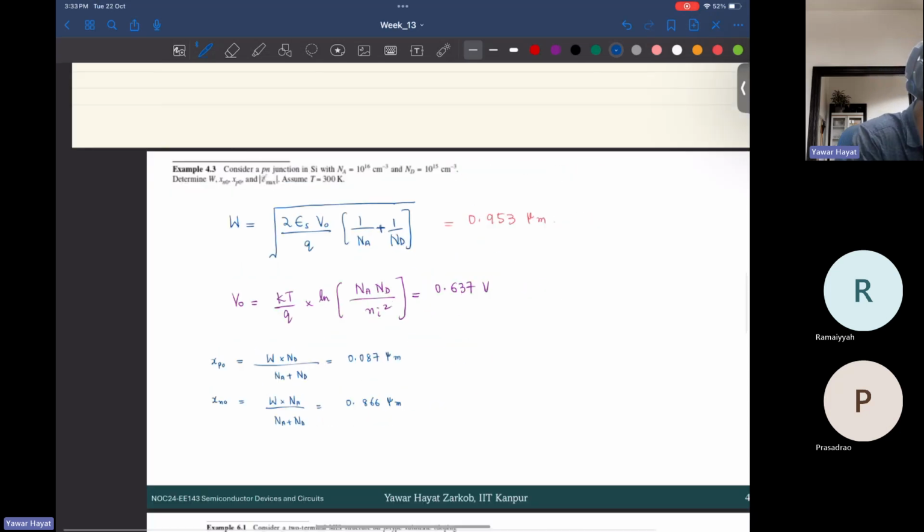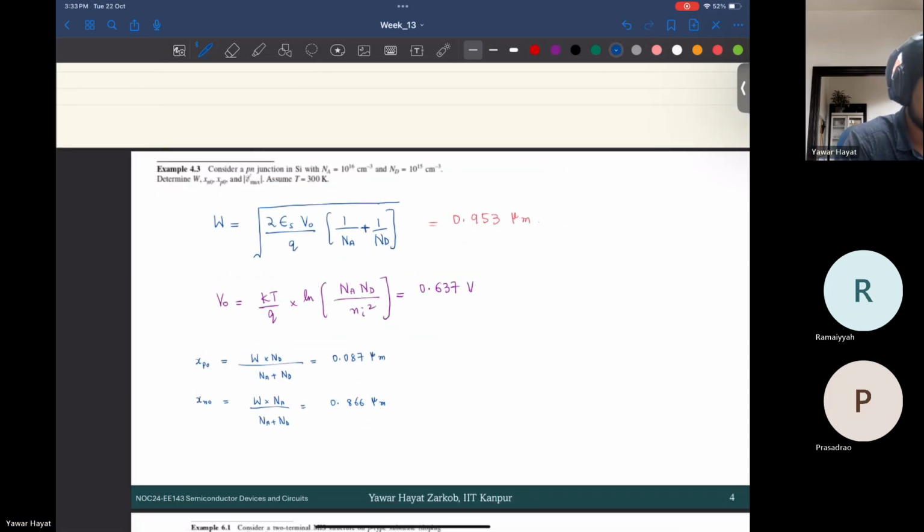And why do you think that is the case? Because Na is much higher than Nd. Yeah, it's around 10 times higher. So the ratio of the depletion widths would also be 10 times. It's charge balance, right? xp naught into Na should be equal to xn naught into Nd. This is satisfied, right? This is charge balance.